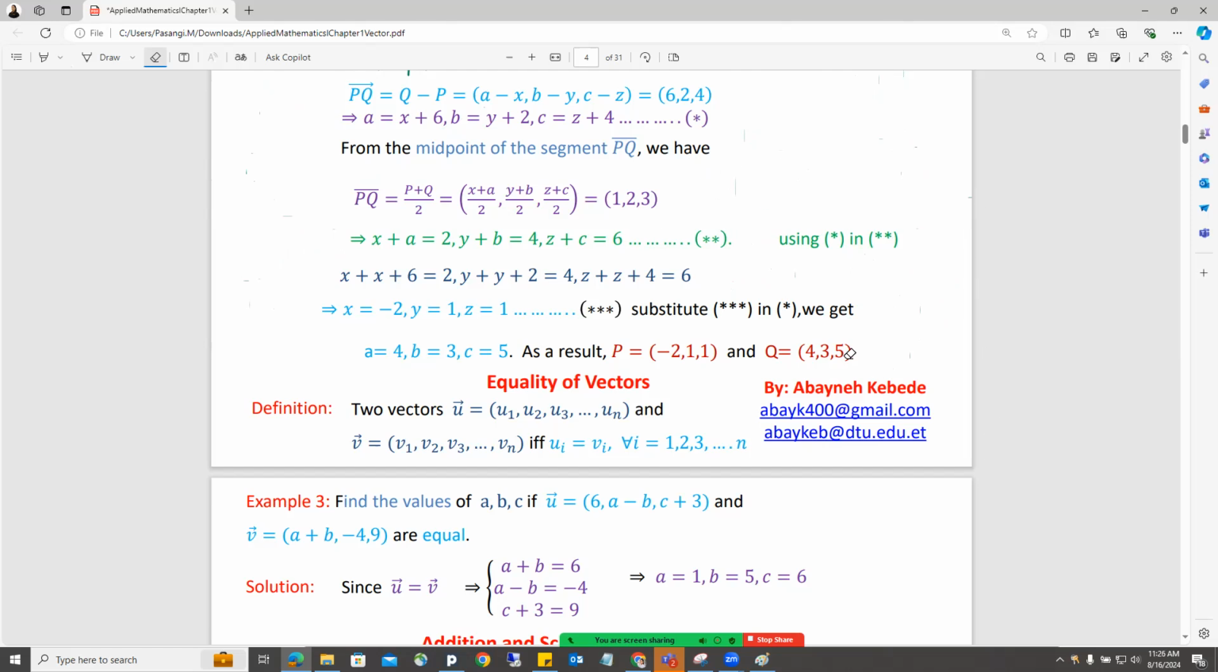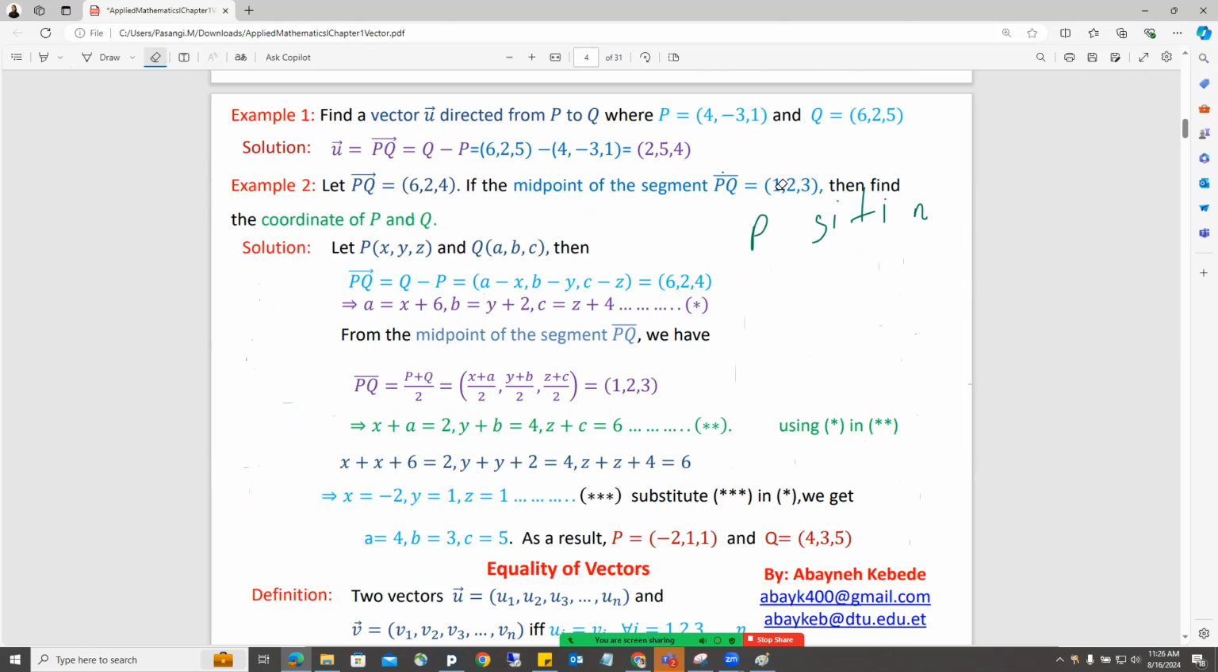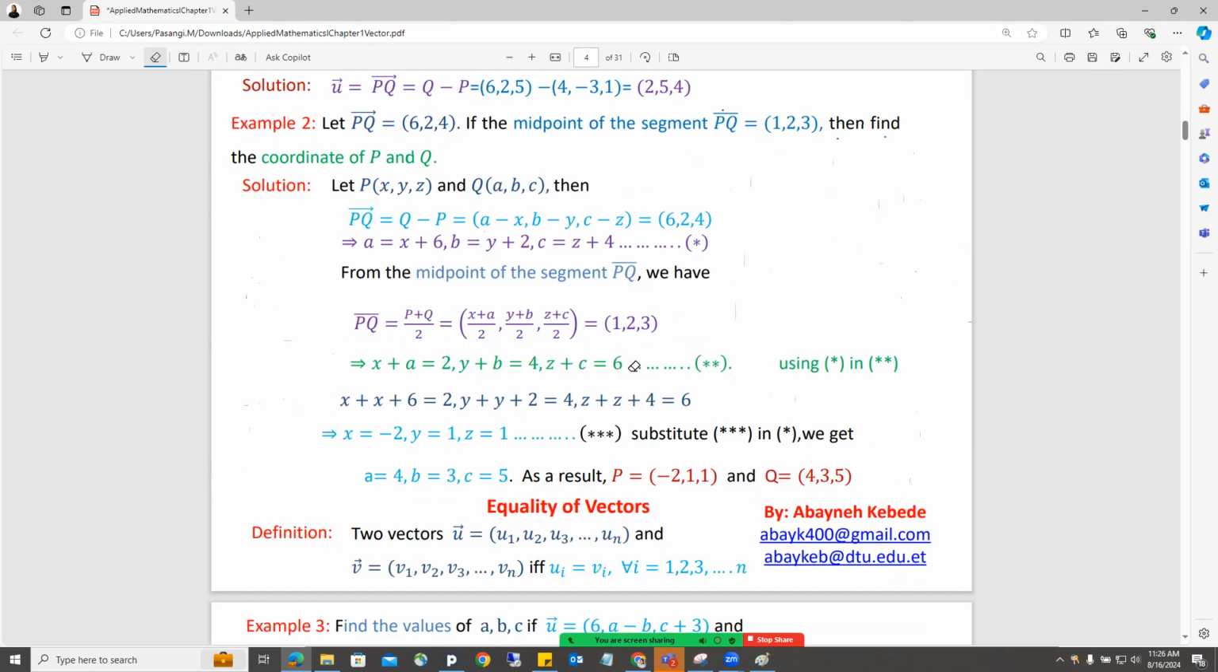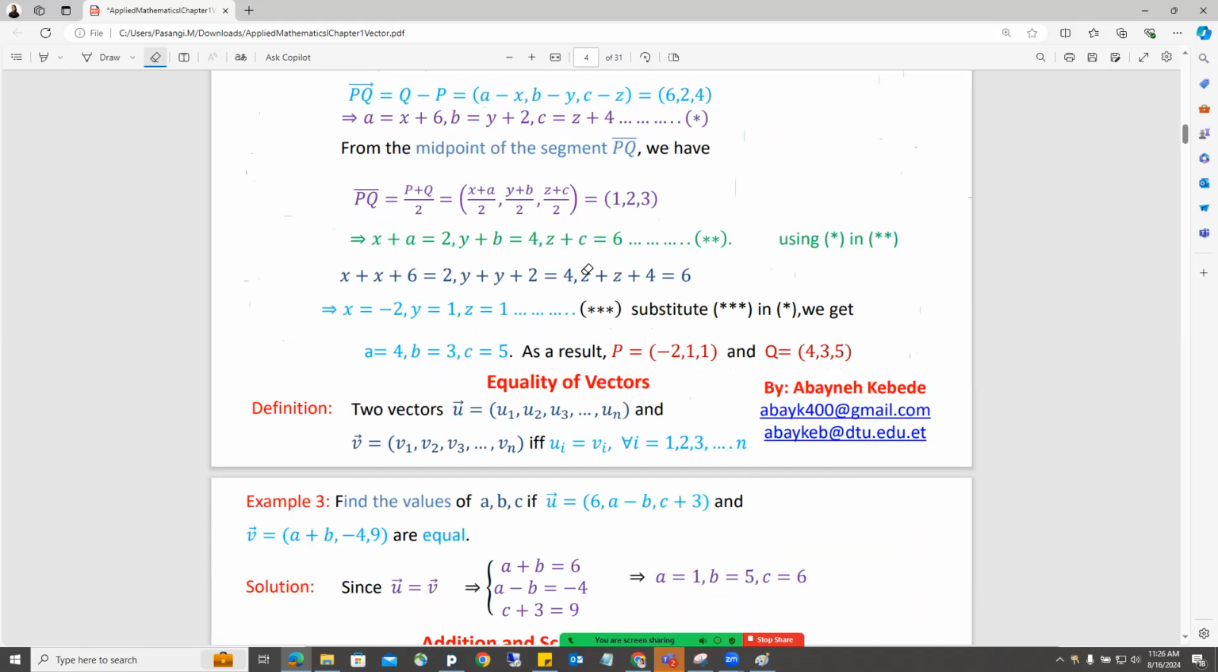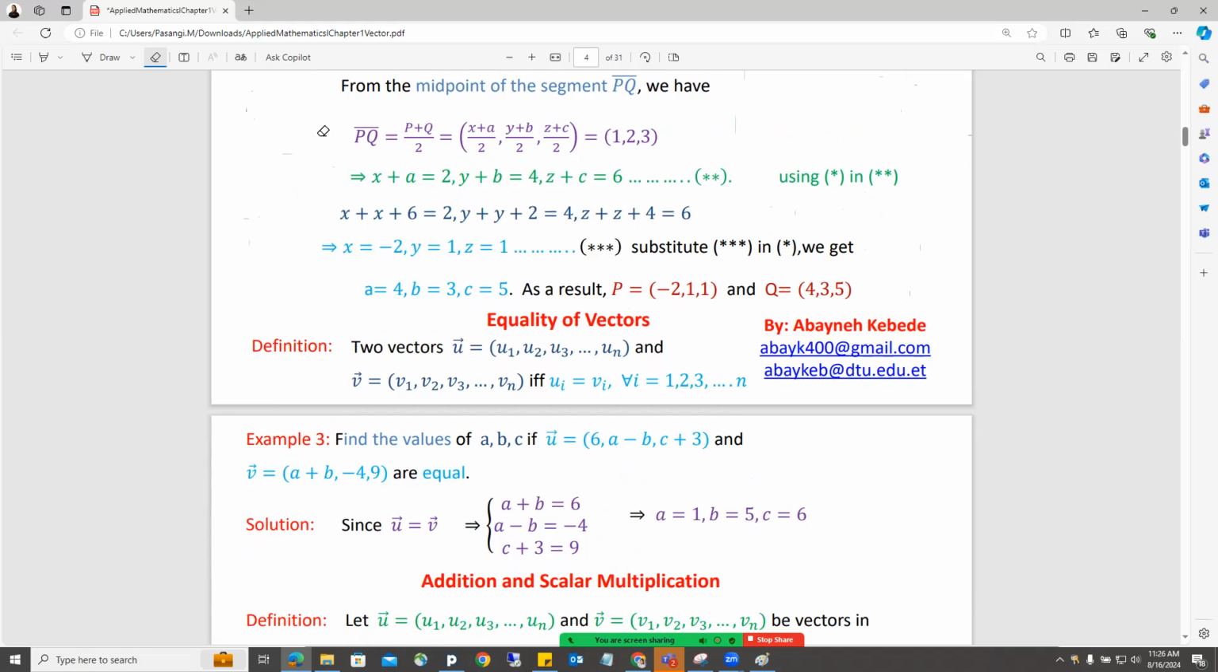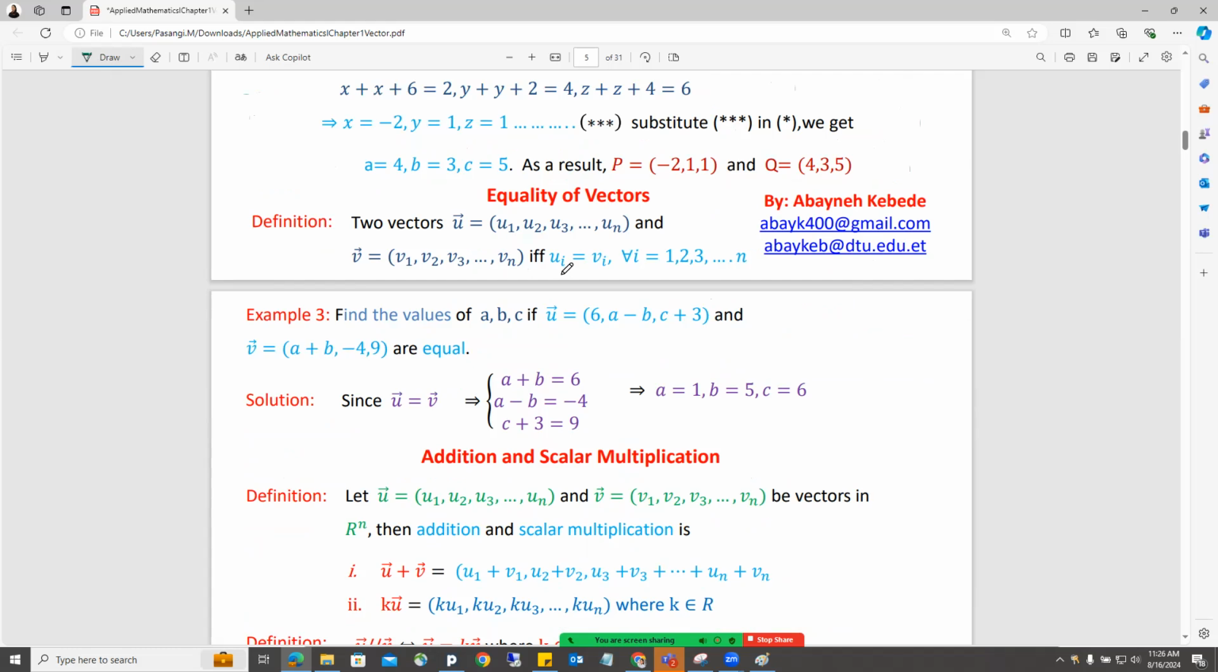Now we already discussed these ones. Then we did this solution part as well. Yeah, that one you know, 1, 2, 3. And then you need to find out these coordinates. As a result, you can find out P and Q. Now, equality of vectors. I told this one a few minutes earlier.